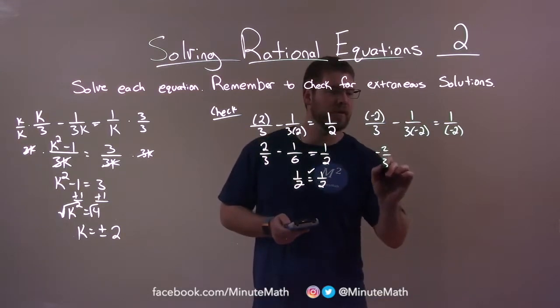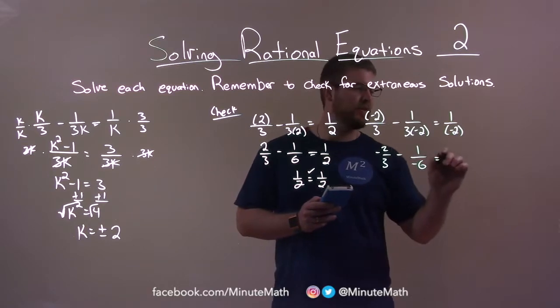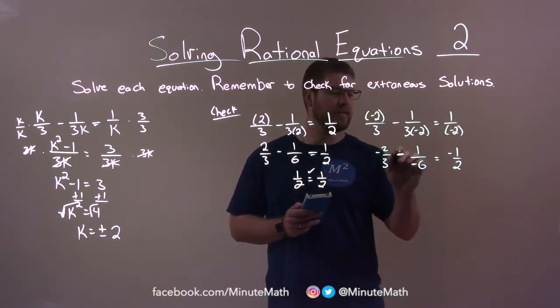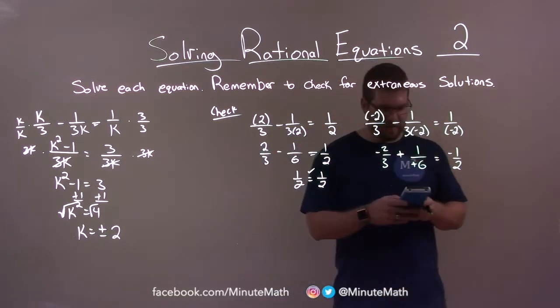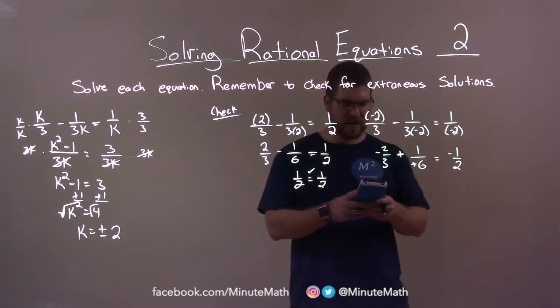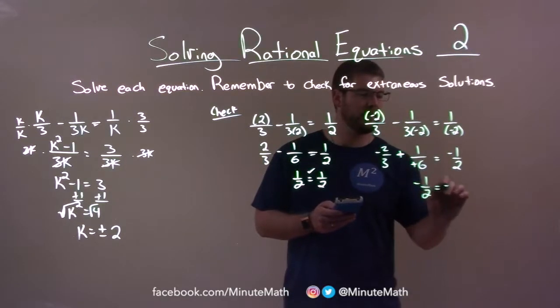Negative 2/3 here minus 1 over negative 6 equals a negative 1/2 minus a negative 6, adding a positive. So negative 2/3 plus 1/6 should be a negative 1/2. But let's just double check here, because I have the calculator, so why not? And we do have a negative 1/2.